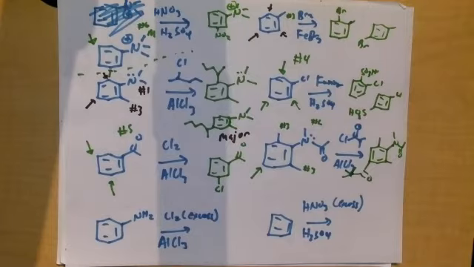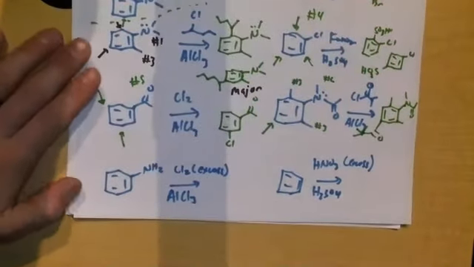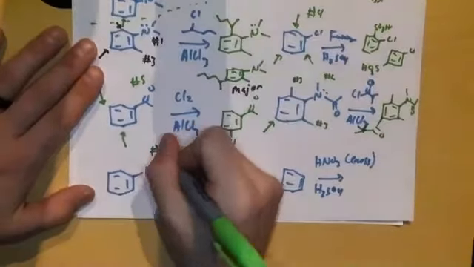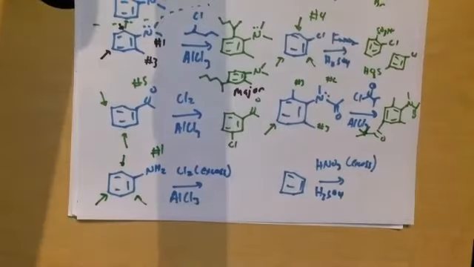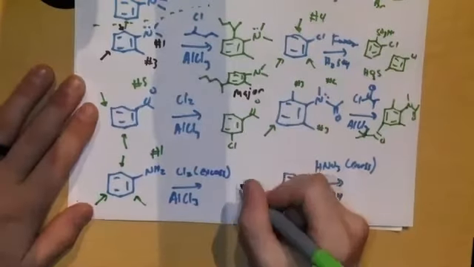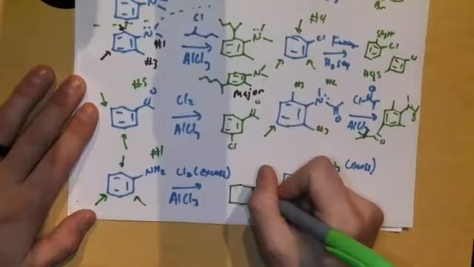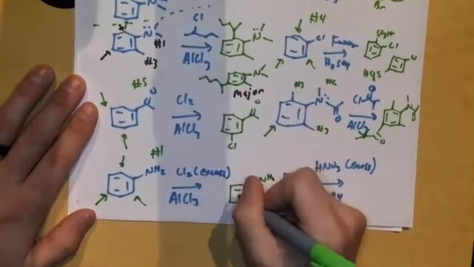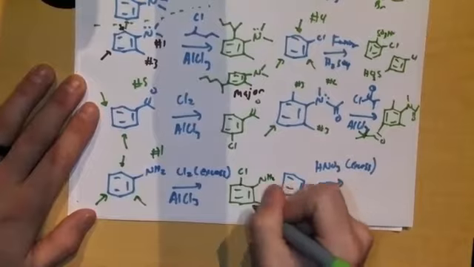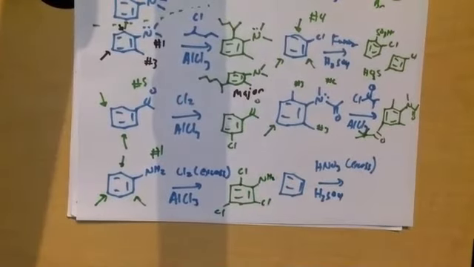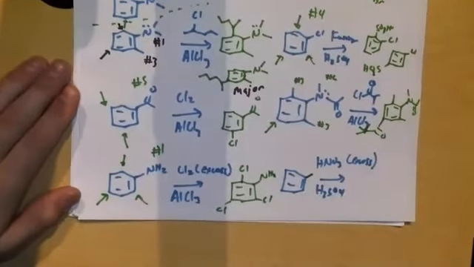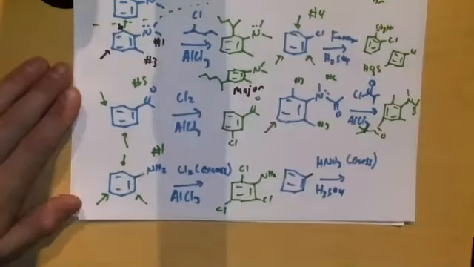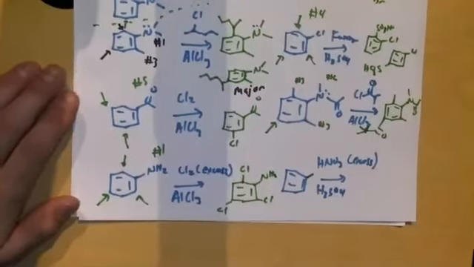So doing things in excess, you're just going to do them as many times as you can. So for this one, we have group 1. It can add here, here, and here. When you're doing an excess, you're just going to add all 3 positions. I forgot the methyl on this one. For this last one here, we're doing the same thing.